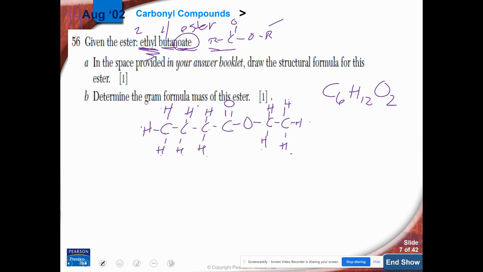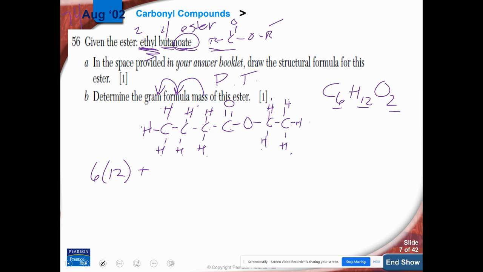Now I need to just figure out the gram formula mass, which is the mass of the formula in grams. And I'm going to use my periodic table because that's the only place I'm going to find masses of elements. And so I'm going to multiply 6 times the mass of carbon, 12 times the mass of hydrogen, and 2 times the mass of oxygen. So let's go forth and we'll go ahead and do that. I have 6 carbons. Each carbon has a mass of 12, so 6 times the mass of carbon. Where did the 12 come from? I used the rounded atomic mass from the periodic table.